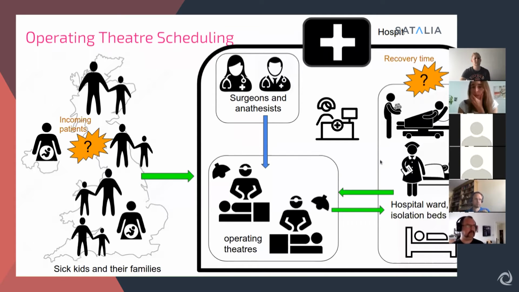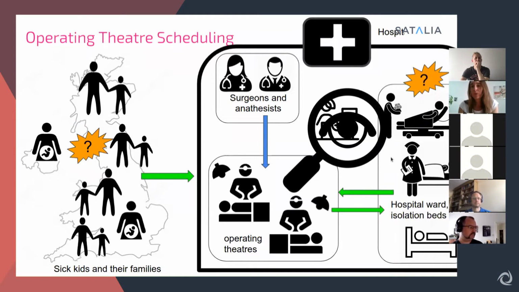And what we're going to look at is this optimization problem of how can we schedule the theaters and the wards so that we can treat as many patients as possible, and that we also don't violate any of those important constraints, such as that a bed has to be available for a patient when they receive their treatment. Typically in the hospital, this would be a senior member of staff that would make these schedules, but an optimization system could do instead of them.